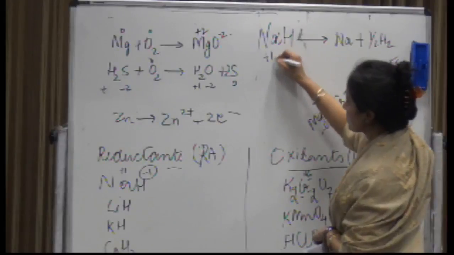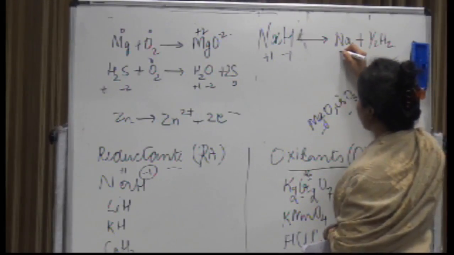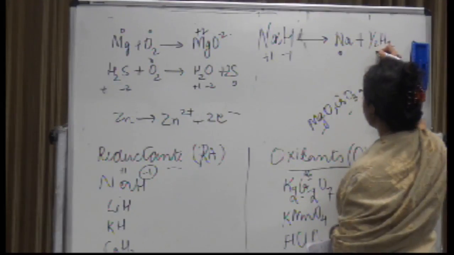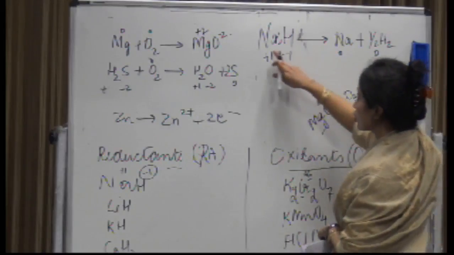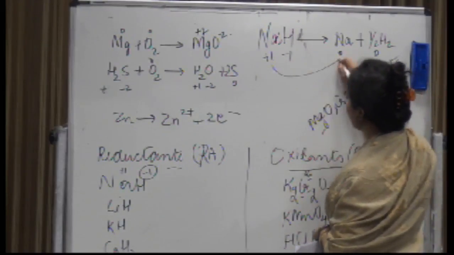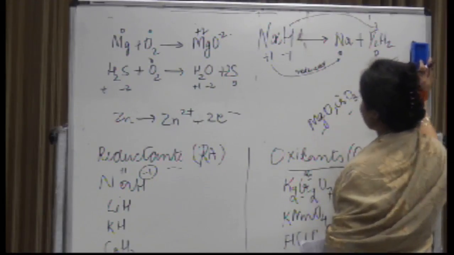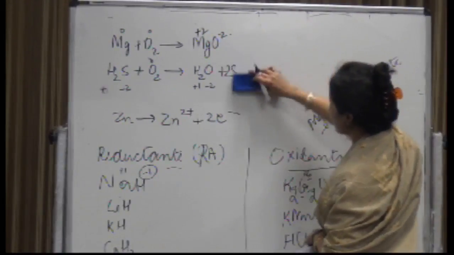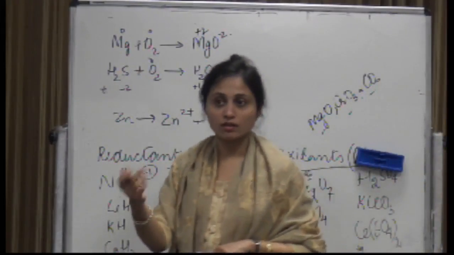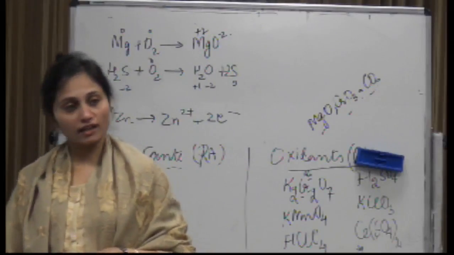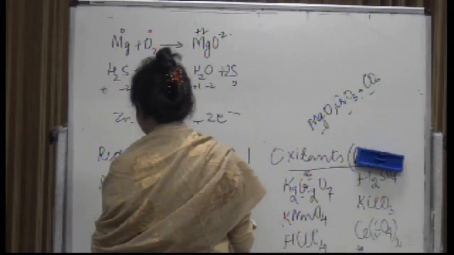So Na was in +1, -1 state hydrogen. So Na becomes now 0 and this becomes 0. Yeah, 0 and 0. So Na is now getting reduced and hydrogen is getting oxidized. So this is like one example where hydrogen actually now has a tendency that it can move to a higher oxidation state while reducing the other species. Okay, more examples of this.